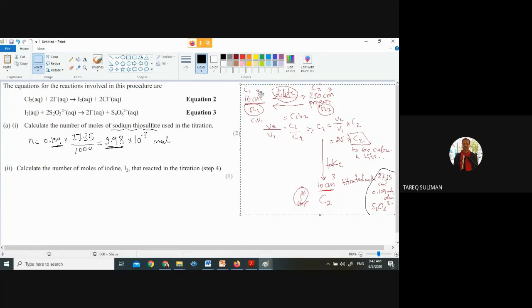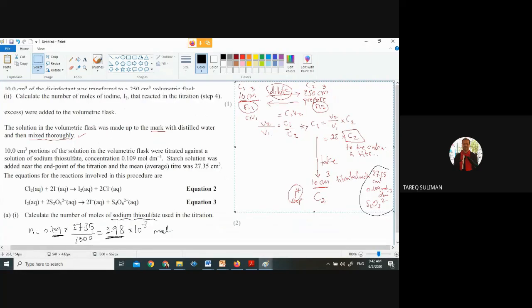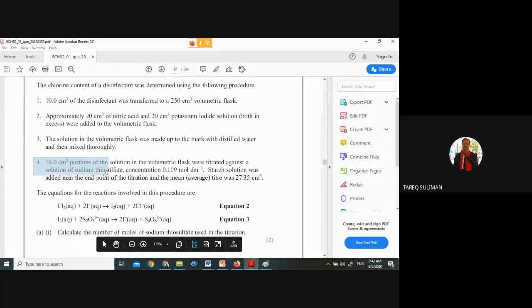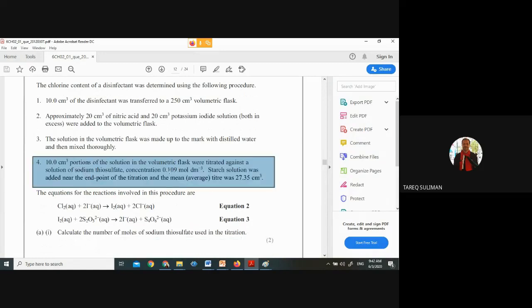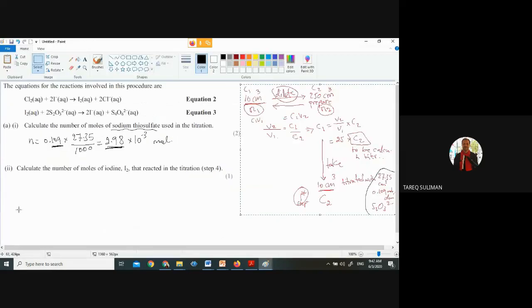Okay? Now, calculate the number of moles of iodine that reacted in step 4. Iodine in step 4 reacted with what? In step 4, 10 centimeter cube from the volumetric flask reacted with thiosulfate. So they need the number of moles of iodine where? In the 10 centimeter cube.